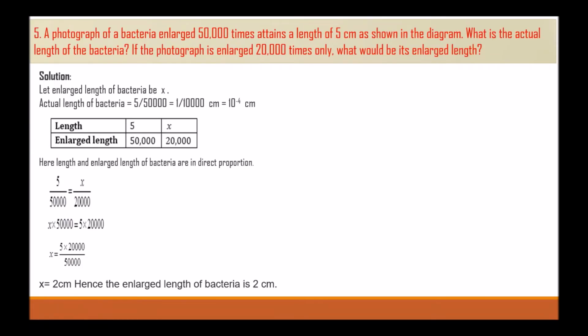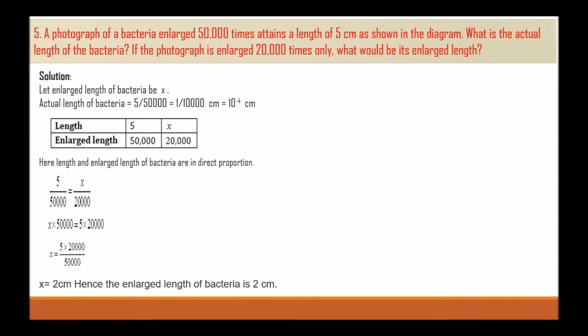A photograph of a bacteria enlarged 50,000 times attains a length of 5 centimeter as shown in the diagram. What is the actual length of the bacteria? If the photograph is enlarged 20,000 times only, what will be its enlarged length? So let the enlarged length of bacteria be x.